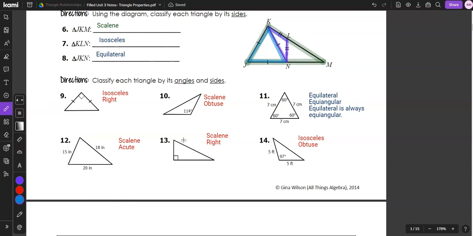Right, so then the next one we have is scalene right. Again, no side lengths are mentioned, so therefore we assume it's a scalene. And they give us that it's a right angle, so it is a right triangle. And number 14, they tell us that these two sides are both 5 feet, which again means they're congruent. And then they give us that this is a 97-degree angle, and that means it is obtuse because anything over 90 degrees is obtuse.